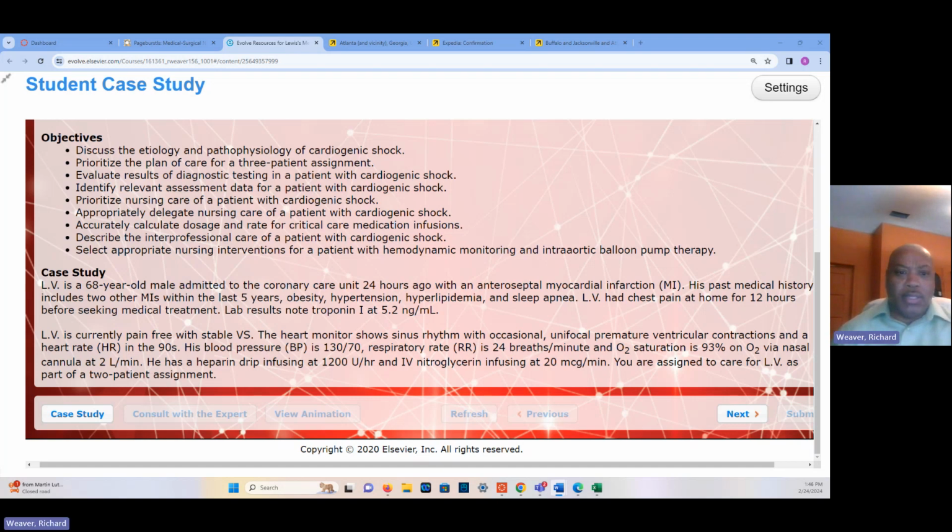Prioritize the nursing care of a patient with cardiogenic shock. And again, remember in prioritizing, we move from the most life-threatening to the least. So again, that example is ABCs, right? Appropriately delegate nursing care of a patient with cardiogenic shock.